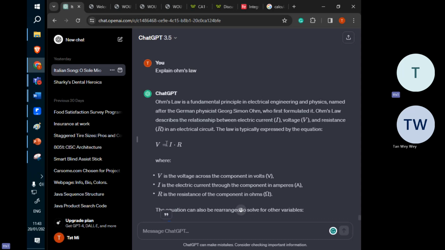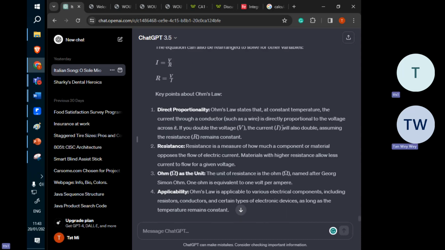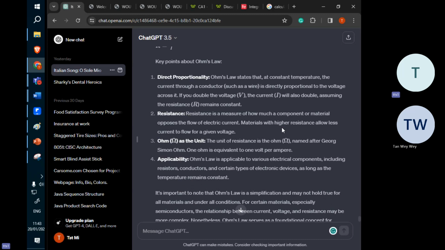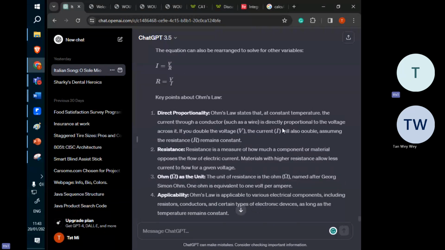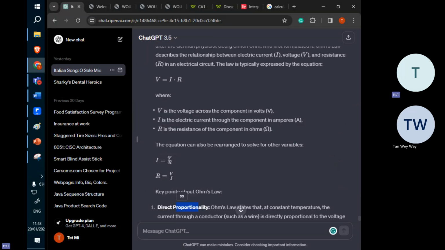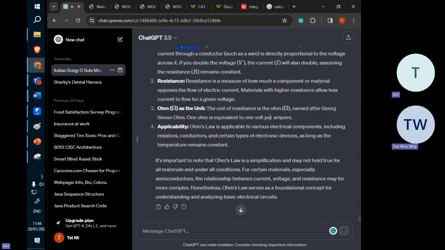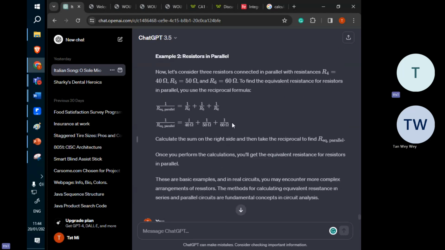The relationship between I and R equals V. This is how they relate to each other. Let's say you have V and R and you want to find the current, then you can use this formula. Another point is that they are directly proportional to each other. That means V equal to this one, they are proportional to each other. And there are some applications.